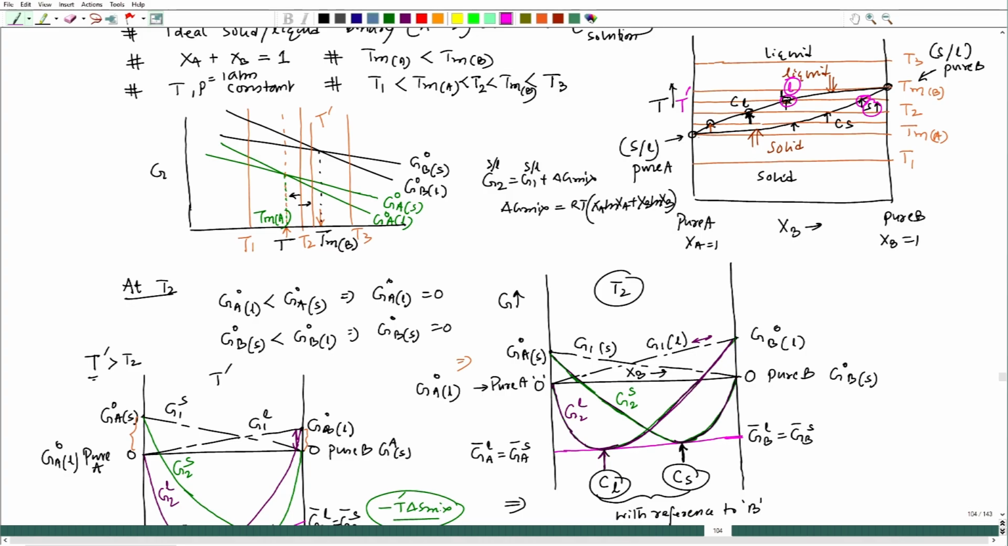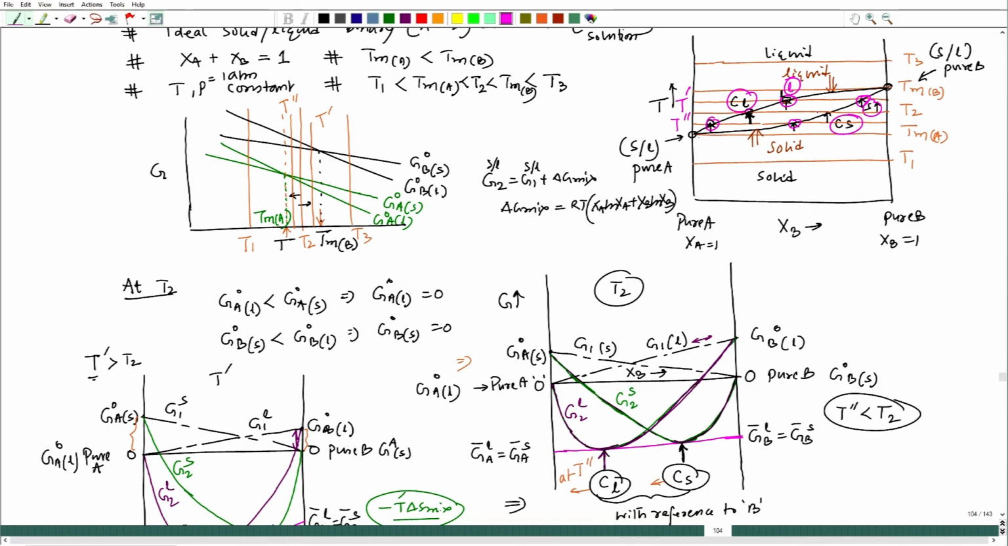Similarly, you will see that at T double prime, which is less than T2 but in between the melting points of A and B, the diagram would move in such a fashion that Cl will shift left and Cs also will shift left. So the equilibrium compositions of solid solution and liquid solution will shift towards the left, and that is what I have shown: these two points have shifted to the left compared to these two compositions.